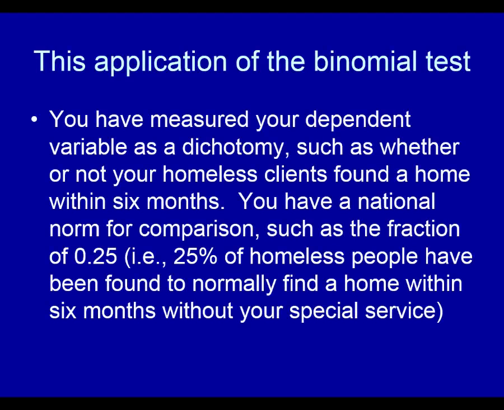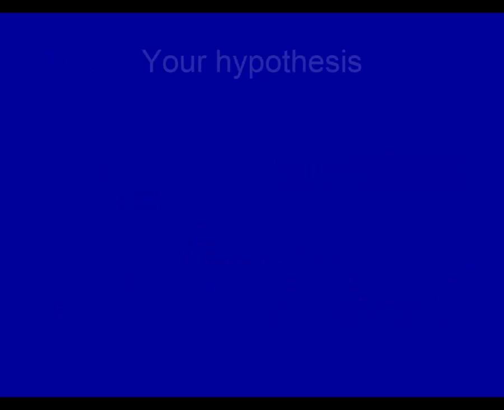This application of the binomial test is when you have measured your dependent variable as a dichotomy, such as whether or not your homeless clients found a home within 6 months. They either did or didn't. That's dichotomous. You have a national norm for comparison, such as the fraction of, say, 0.25 or 25% of homeless people who have been found to normally find a home within 6 months without your special service.